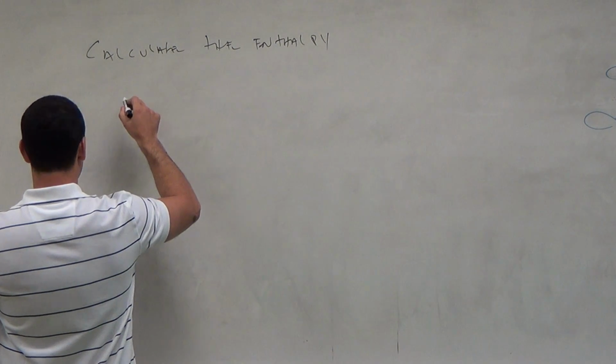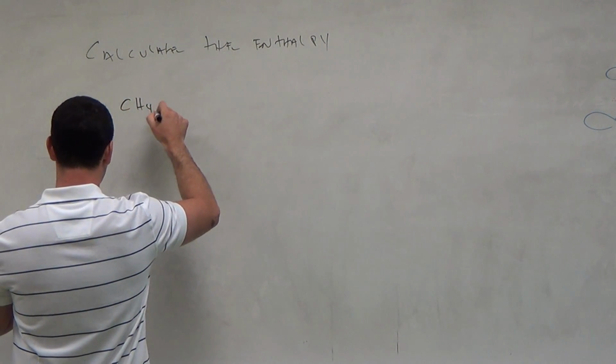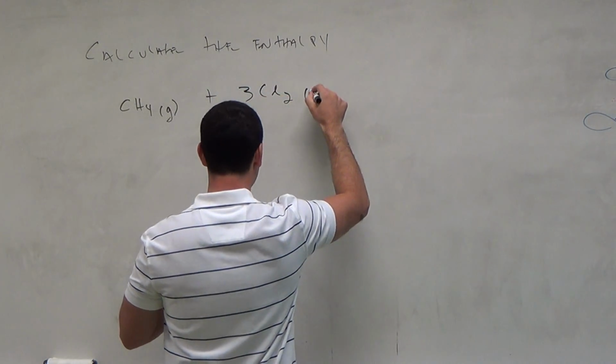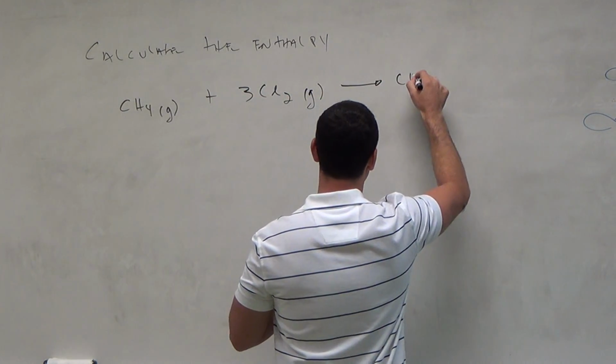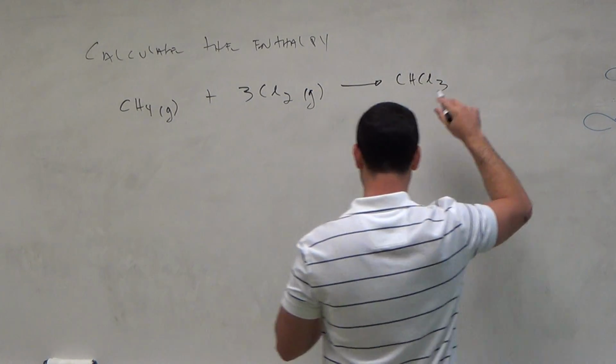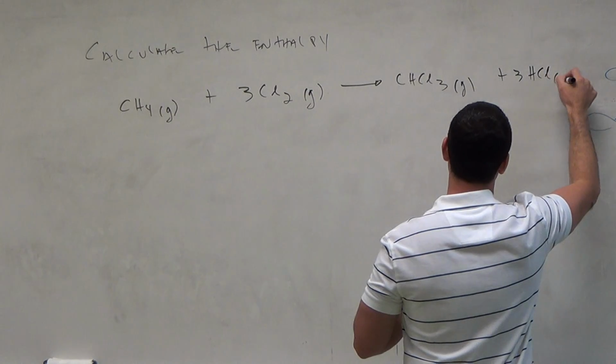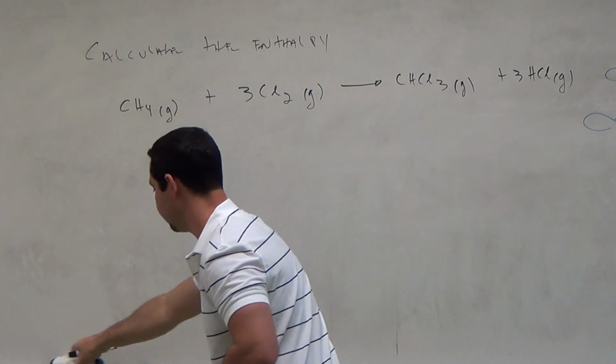What is the enthalpy for this? CH4 plus 3Cl2. Let's say it gives you chloroform plus 3HCl gas.